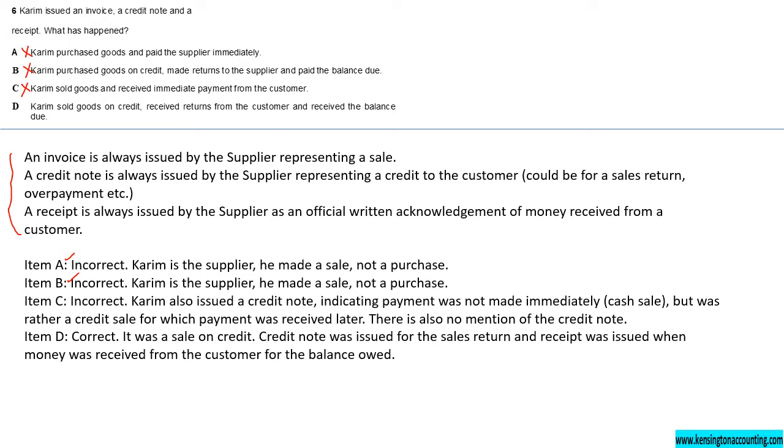Item D says Karim sold goods on credit, received returns, that's referring to the credit note from the customer, and received the balance due later. That's why he issued a receipt. Therefore, this is the correct answer. Therefore, the answer is D.